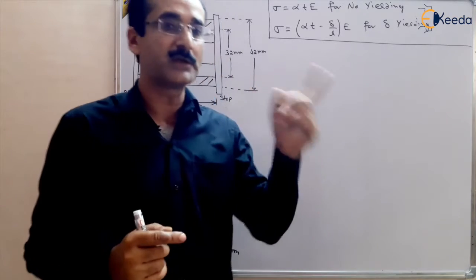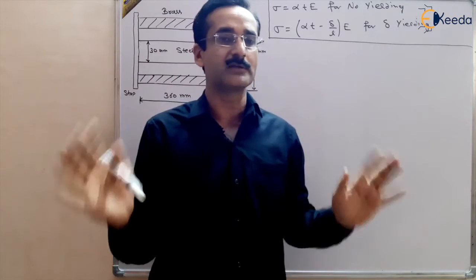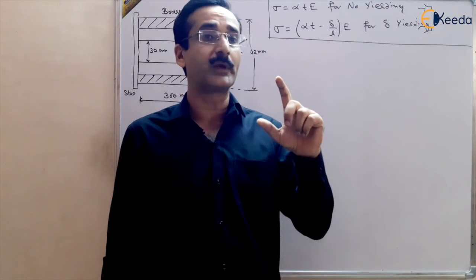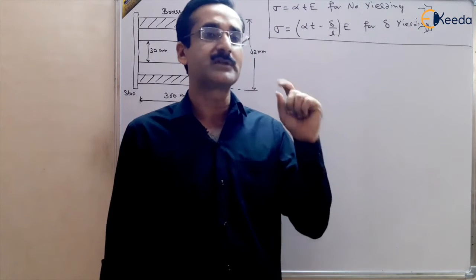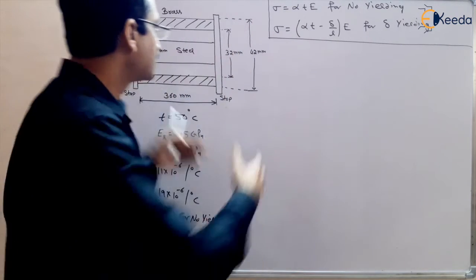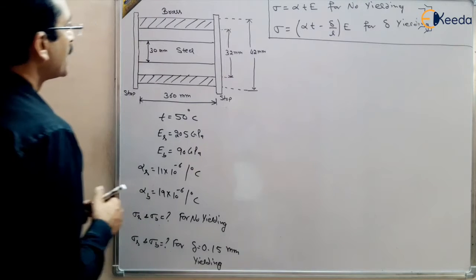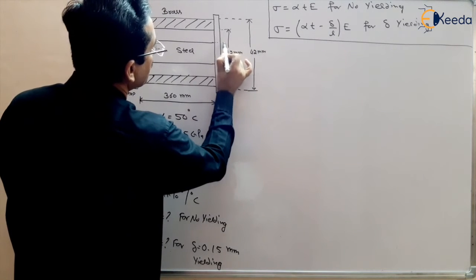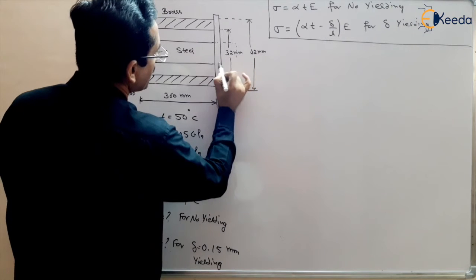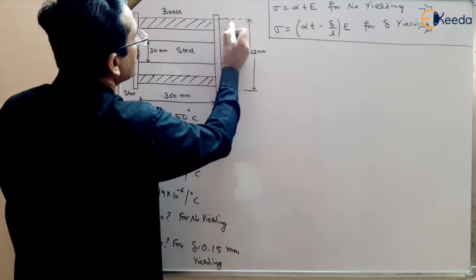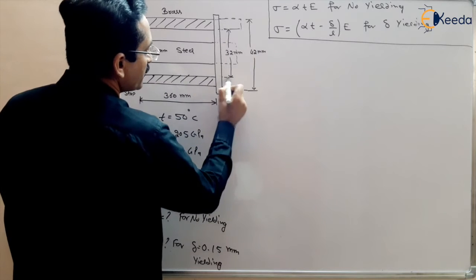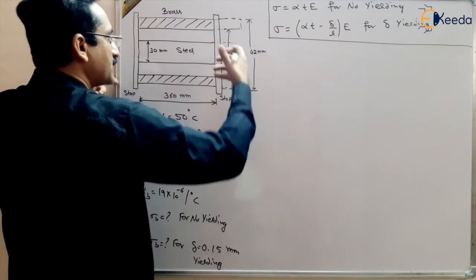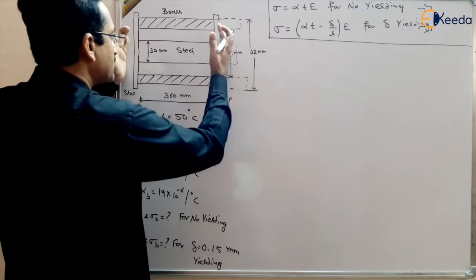For free expansion there is no stress developed, only strain is there. But if the expansion is restricted, you are not allowing the material to expand, then there will be stresses developed in the material, and the stresses will be compressive stresses. So basically the material wants to expand like this. There may be some expansion which would have been there if there is free expansion, but this expansion is restricted by the reaction of the rigid supports.